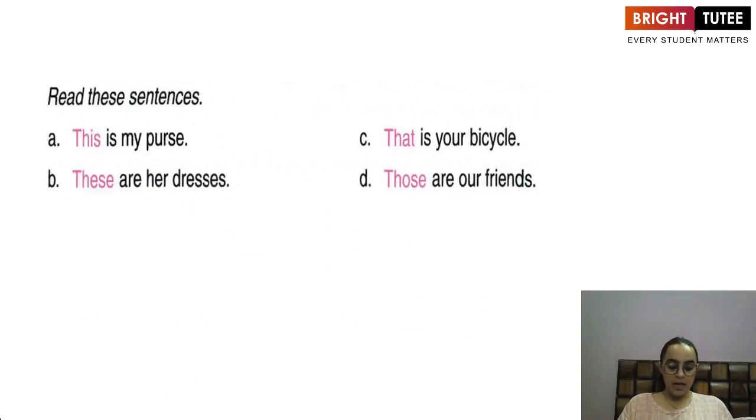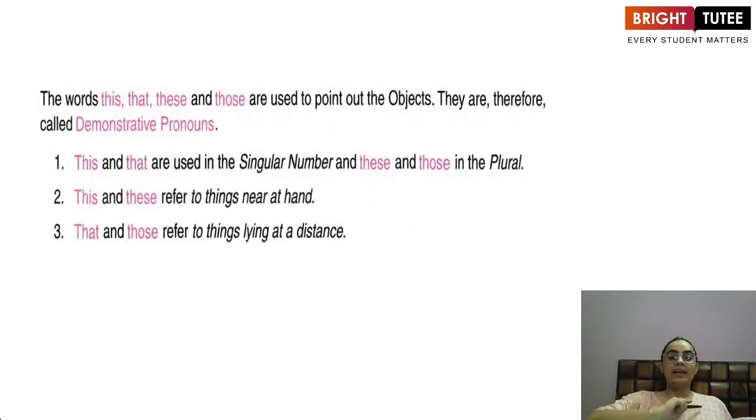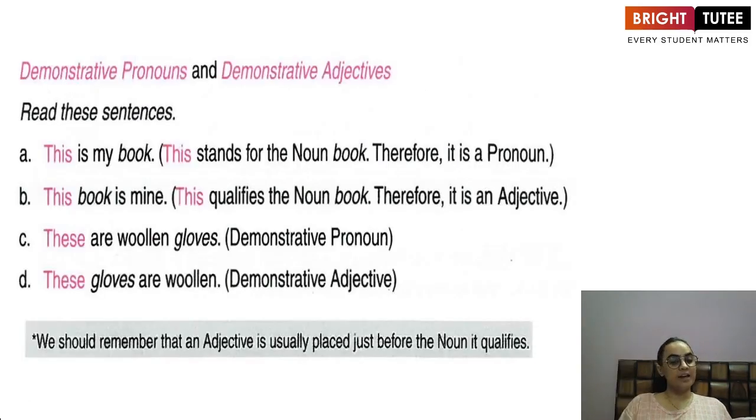For example, this is my purse, that is my bike, this is my pen, that is your pen. These are my bananas. Those are your bananas. These are my books. Those are your books, and so on and so forth. All right. Now, again, we know that demonstrative pronouns and demonstrative adjectives are at times confused.